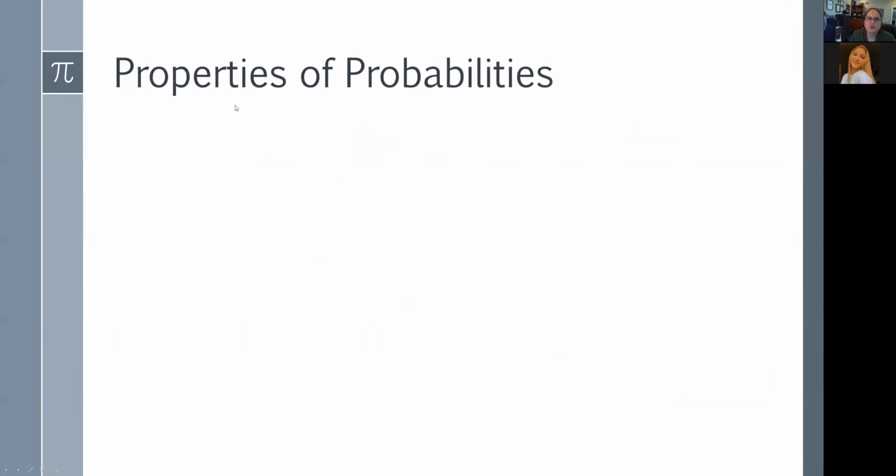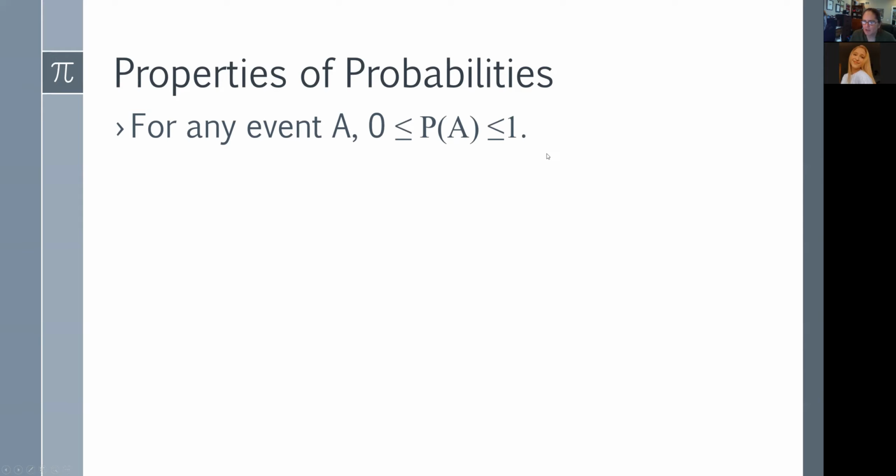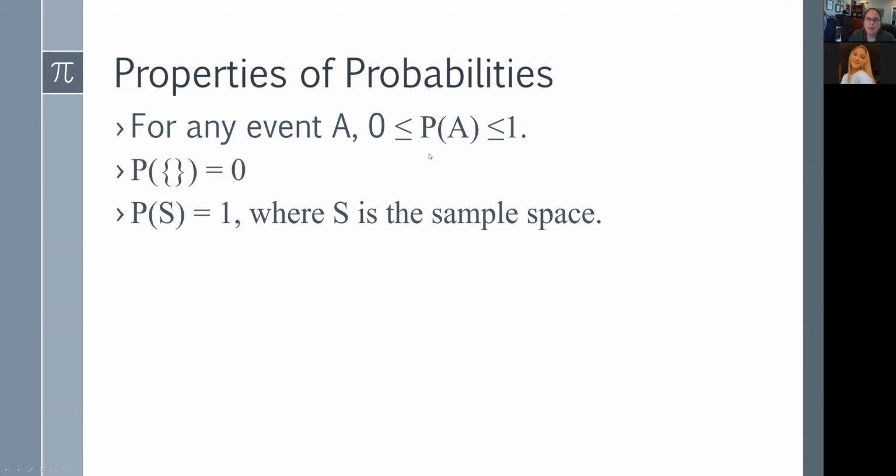So this is going to bring us to some properties about probabilities. For any event, the probability of the event is going to be a number between 0 and 1. A probability can never be negative, and it can never be larger than 1. The probability of an event that's the empty set will be 0. And the probability of the whole entire sample space is 1. Something in the sample space must happen, because the sample space is just a list of all the possible outcomes.